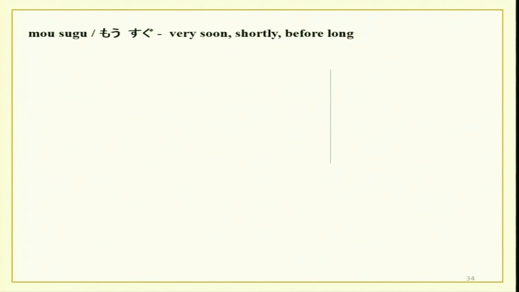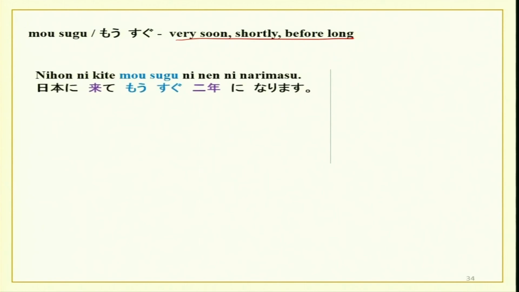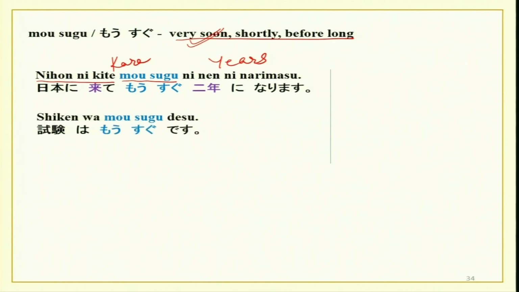Now we have mou sugu. What does mou sugu mean? Very soon or shortly. So not immediately but after a while. So Nihon ni kite mou sugu 2年になります。Very soon it's going to be 2 years. 日本に来てから, after coming to Japan. Then 試験はもうすぐです。Test is going to be very soon.